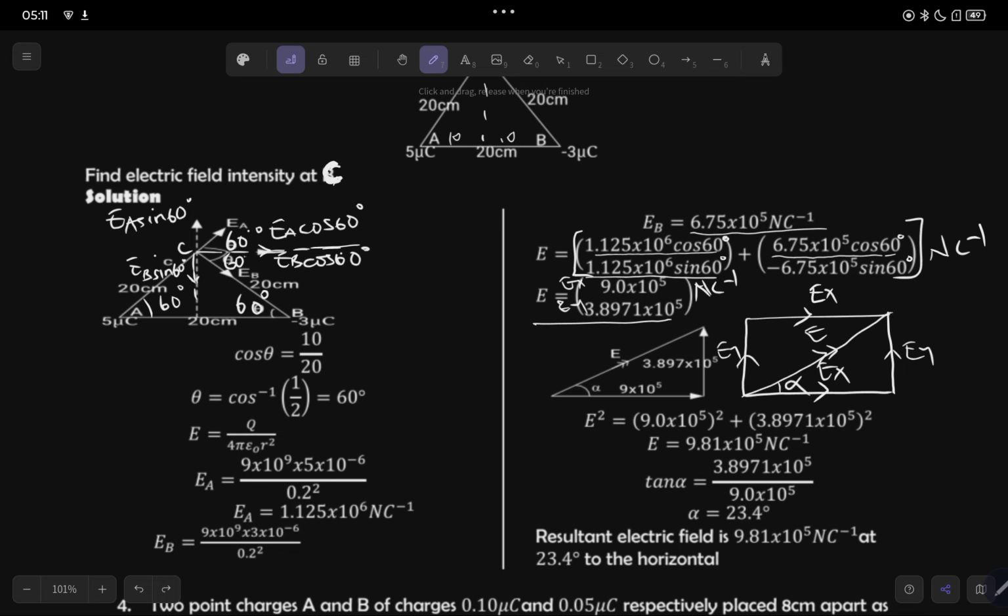So, as we did for the electrostatic force, we look for the resultant magnitude using Pythagoras theorem. Then we look for the angle using the tangent, and we conclude that the resulting electric field is 9.81 times 10 power 5 Newton per coulomb at 23.4 degrees to the horizontal.